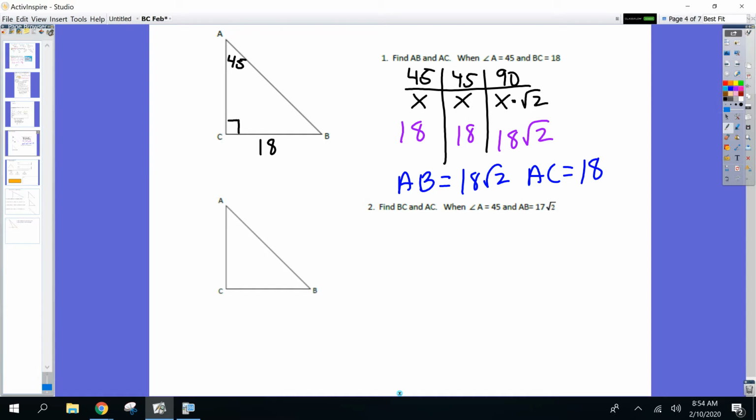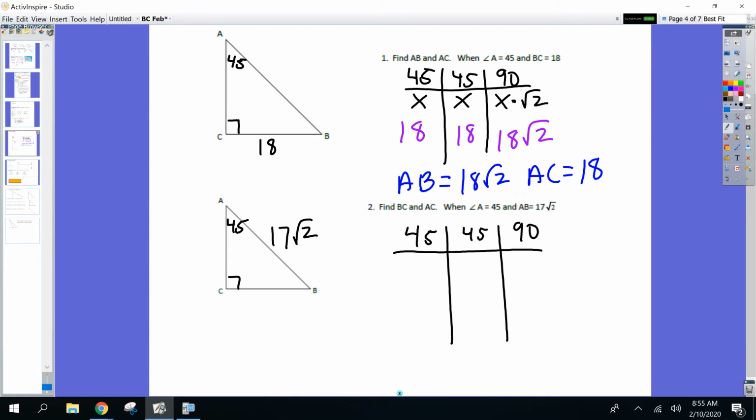We're back at 45 degrees. AB is 17 radical 2. Ooh, look what I gave you now. I gave you a different side. What's BC and AC then? So does everyone see? I got a 45, 45, 90 special right triangle. So I know it's X's across from the 45s and X radical 2 across from the 90.